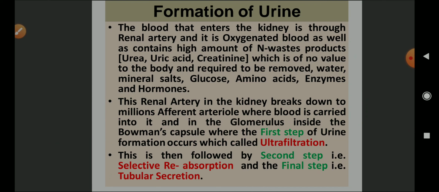So what is ultrafiltration? Ultrafiltration means filtration occurring under high pressure. Filtration occurring under high pressure is known as ultrafiltration. Where is it occurring? It is occurring inside the tuft of capillaries, glomerulus and Bowman capsule, or you can say it is occurring in the Malpighian body.